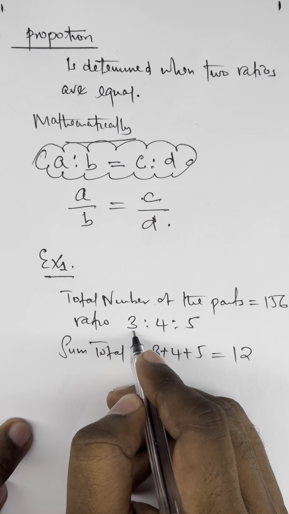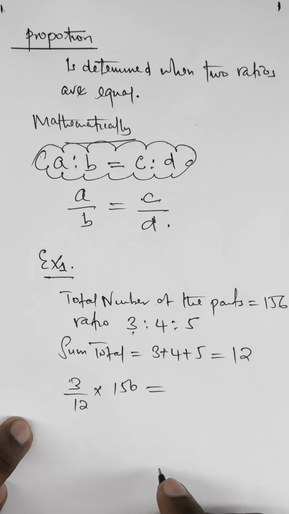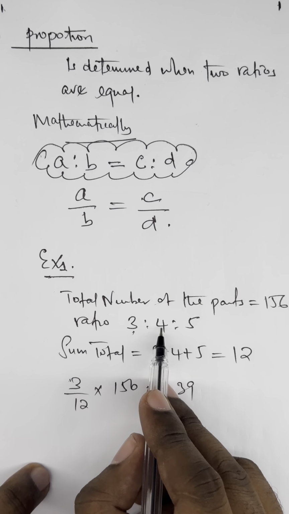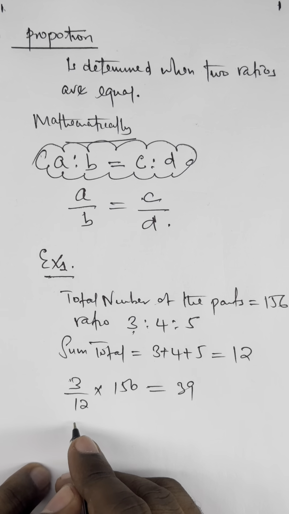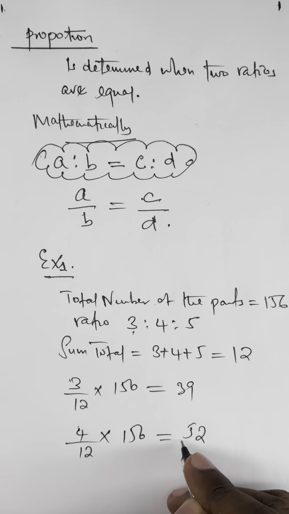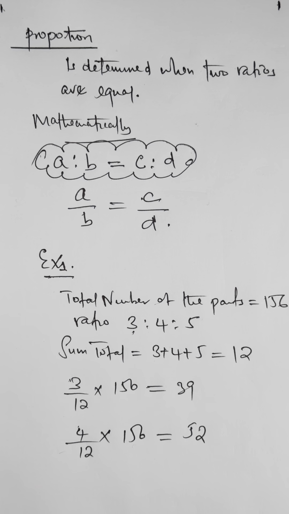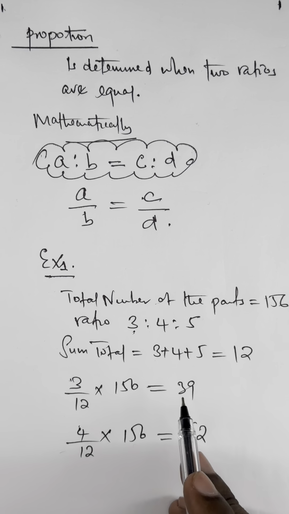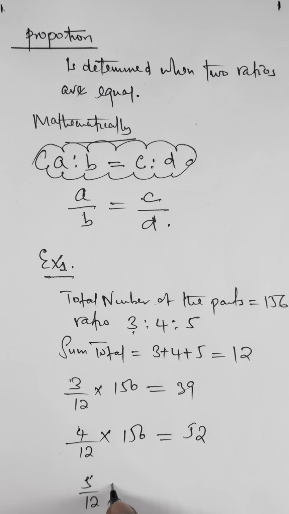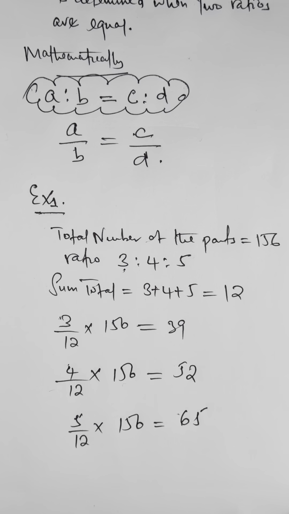If you want the first part of 3, it will be 3 over 12 times 156, which equals 39. When you want the share of the 4 in 156, it will be 4 over 12 times 156, which equals 52. Proportion is all about sharing in terms of portions. So for 5, it will be 5 over the total share times the whole, which gives 65. That's how we do this kind of mathematics.